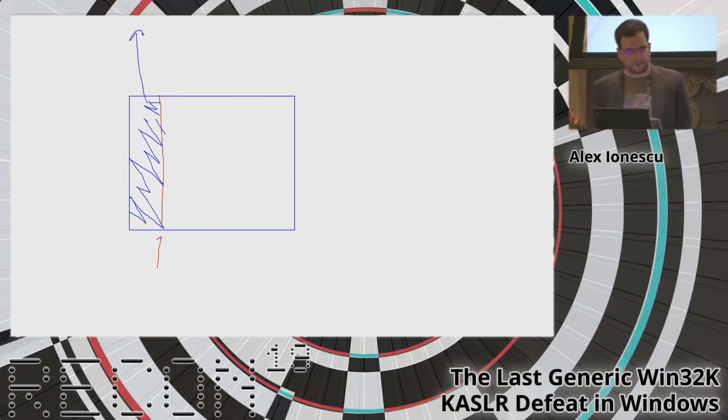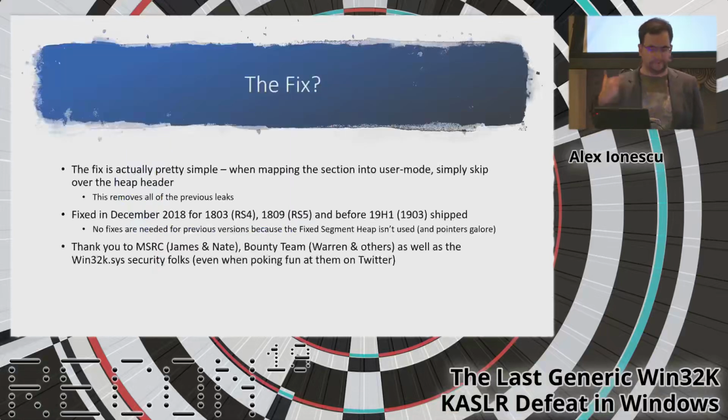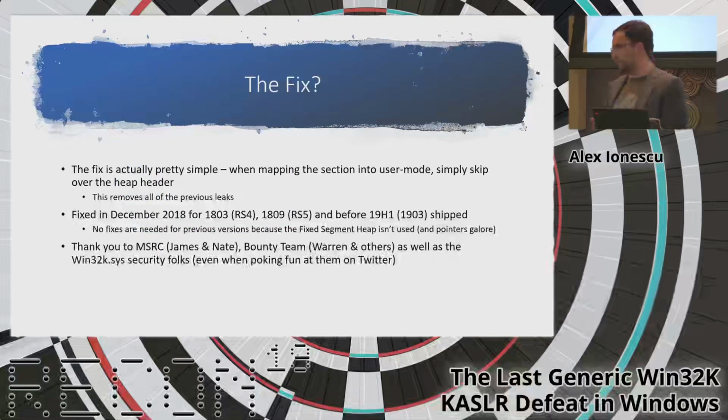Because of that, there are no more offsets. There are no more kernel deltas. There are no more pointers. You can scan backwards and forwards, and there's nothing there. Very simple fix. Just don't map that, and then the problem's gone. So they backported it to RS4 and RS5.